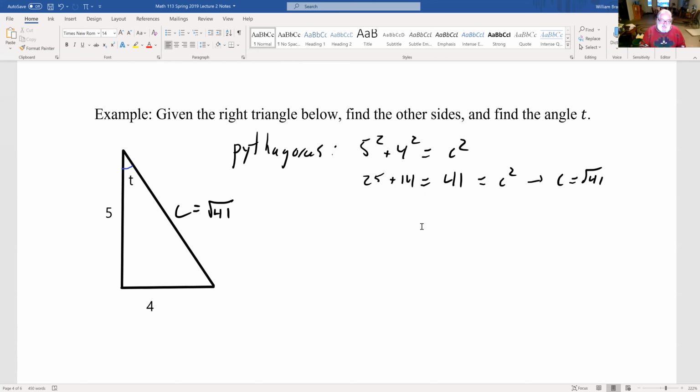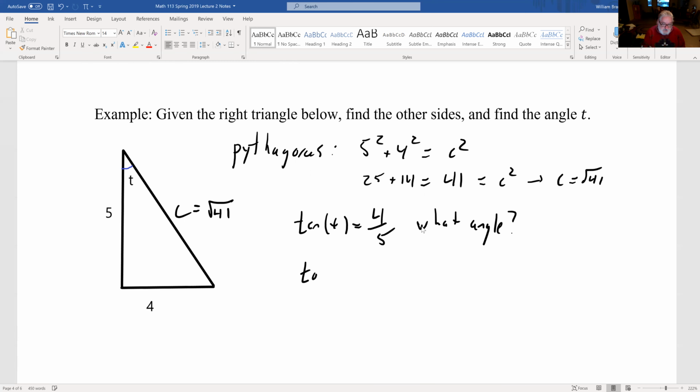So that's not too bad. What's the tangent, though? So tangent of t is opposite over adjacent, so it's 4 over 5. What is the angle? On your calculator, or however you calculate these things, you should find a button labeled tangent to the -1, or it might be labeled arctan. We'll talk a little bit later about what these things mean. But the idea is, if you know the tangent, use this button to get the angle. So tangent inverse of 4 over 5 is the angle that we want.